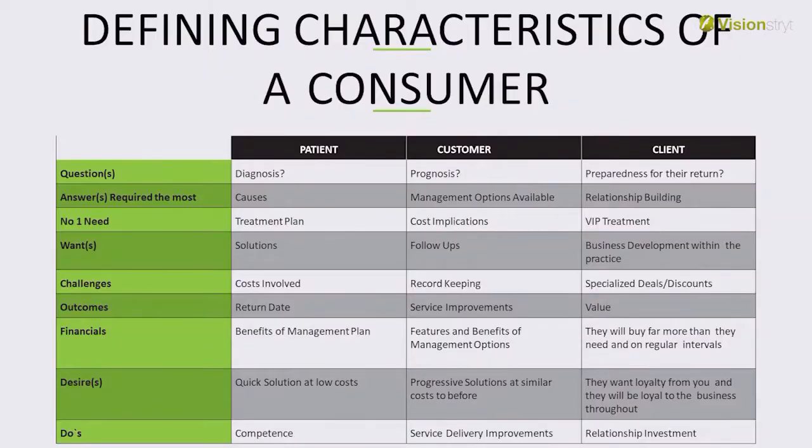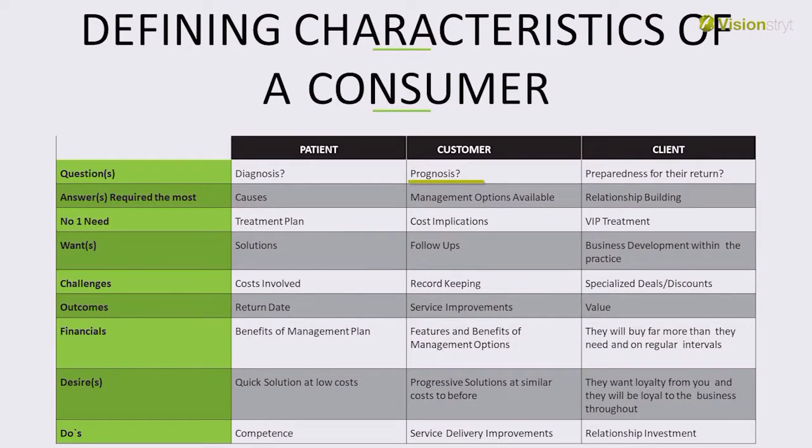So we've written down here, the patient will want the diagnosis of their problem. So you need to be very clear and specific when outlining what is wrong with whatever it is that they're complaining about. Whereas the customer, remember the customer has already received glasses, whether from you or elsewhere. They want you to outline what the current prognosis is and detail the benefits of what they received.